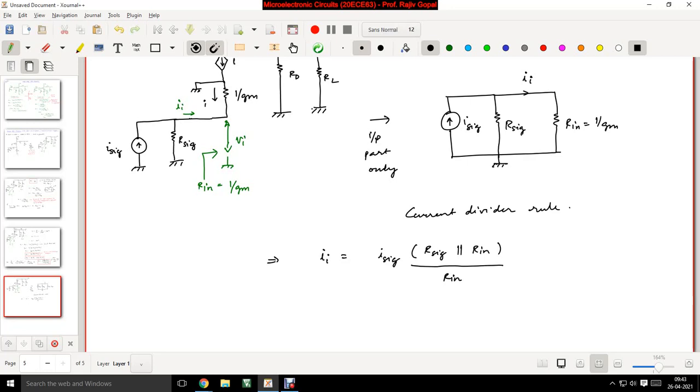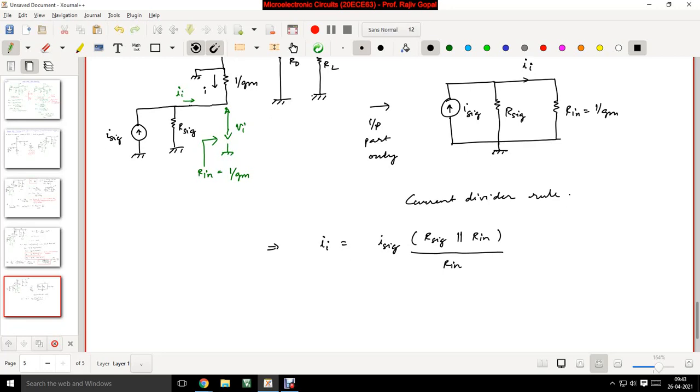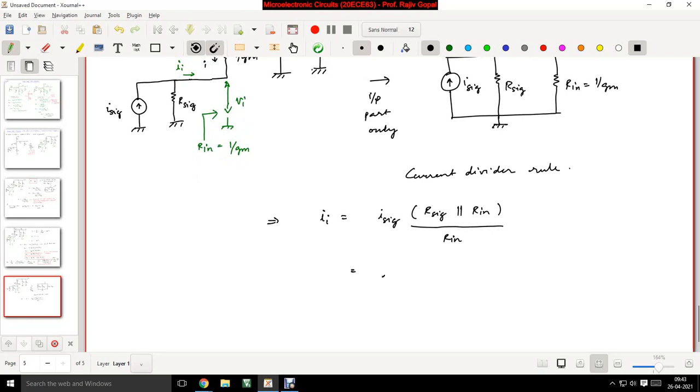Okay, so it's like a formula. Try and keep it in mind. You have to find the current flowing through Rin. So Ii is equal to the total current I signal into parallel combination of both the resistances R signal and Rin divided by the resistance through which Ii is flowing, that is Rin. So this is I signal into R signal into Rin divided by R signal plus Rin into 1 by Rin.